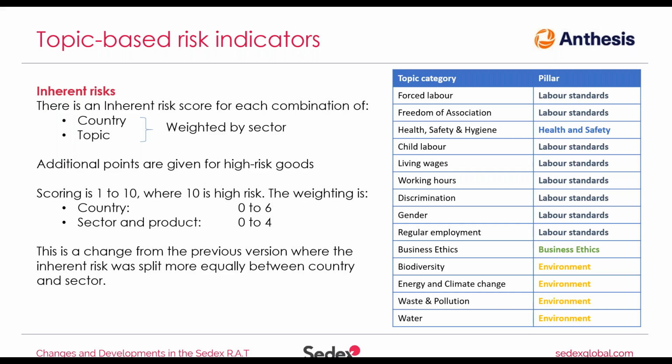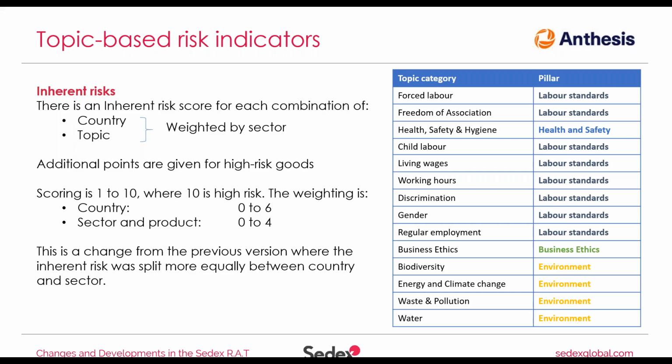So moving back to the inherent risk scores, the country score is added to the sector score, and you can see the relative weights of that. The country risk will be scored from 0 to 6, and the sector risk will be scored from 0 to 4. And this is a change from the previous version where the inherent risk was split 50-50 between country and sector. But again, on reflection and having talked with experts, this is what we consider is a better decision.